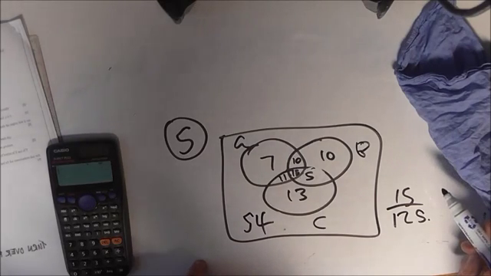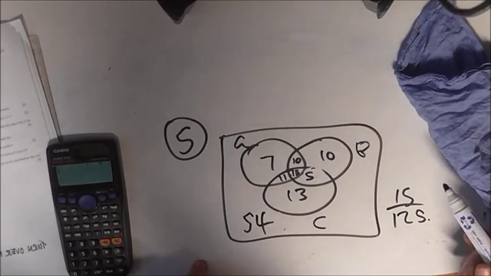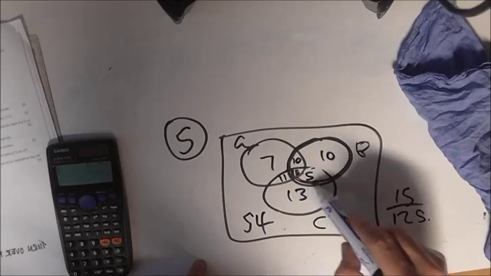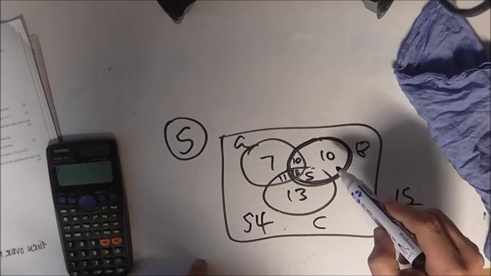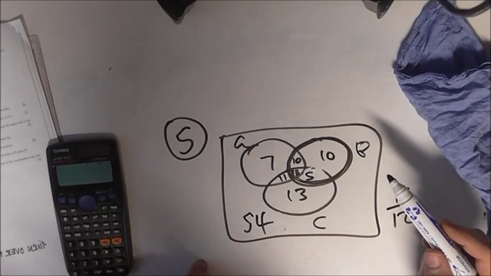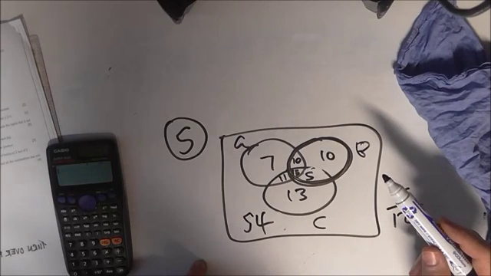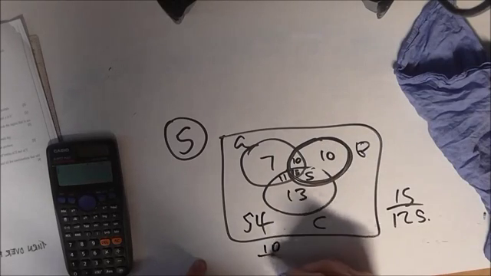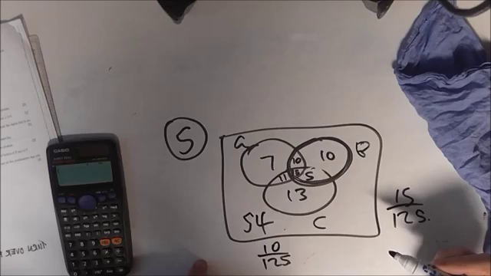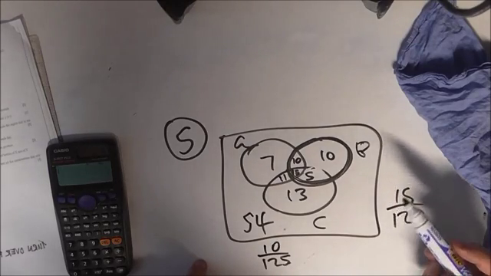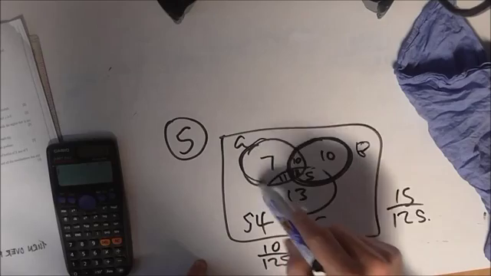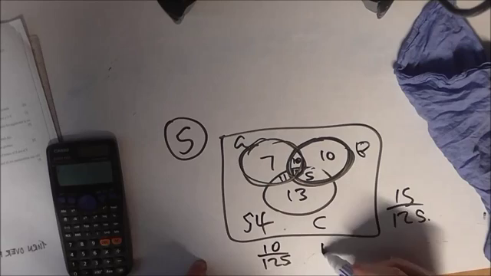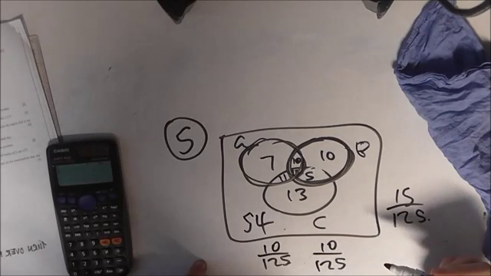Beer but not cheesecake and not garlic bread. So what's in the beer circle but is not in any of the other circles, that's 10. So 10 out of 125. Garlic bread and beer, but not cheesecake. So garlic bread, beer, so it's those, but not cheesecake, so that's the 10. It's 10 out of 125 for part C.